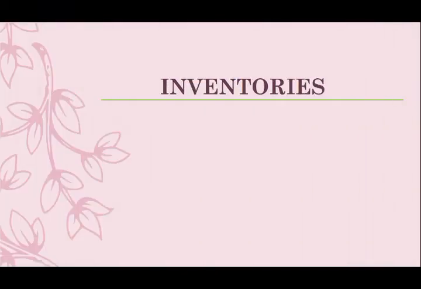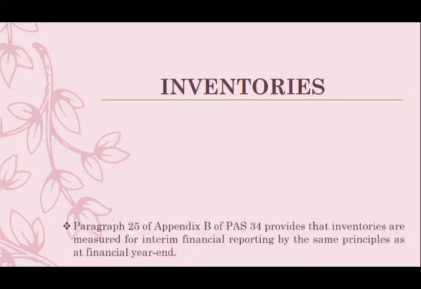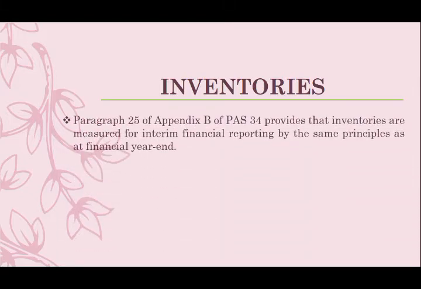Now let's proceed to inventories. Paragraph 25 of Appendix B of PAS 34 provides that inventories are measured for interim financial reporting by the same principles as at financial year end. This simply means that inventories shall be measured at the lower of cost or net realizable value even for interim purposes. The cost of the inventory may be estimated using the gross profit method or retail inventory method.